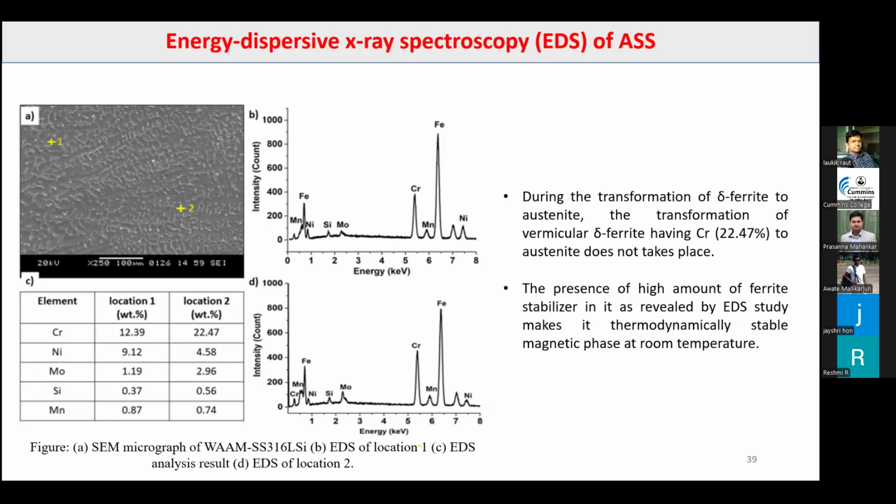During the transformation of delta ferrite to austenite, the transformation of vermicular delta ferrite having chromium 22.47 to austenite does not take place, because here I am getting a duplex microstructure, ferrite plus austenite. So this ferrite is not completely converted into austenite. So this is retained ferrite. Again, it is confirmed with the EDS study as well.